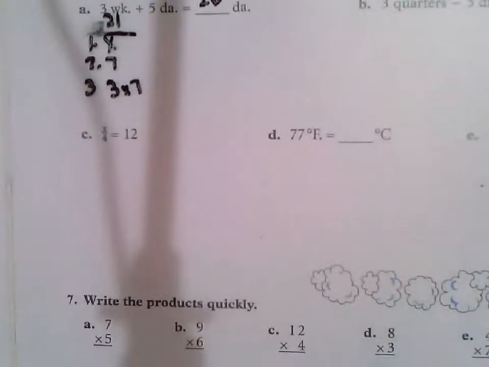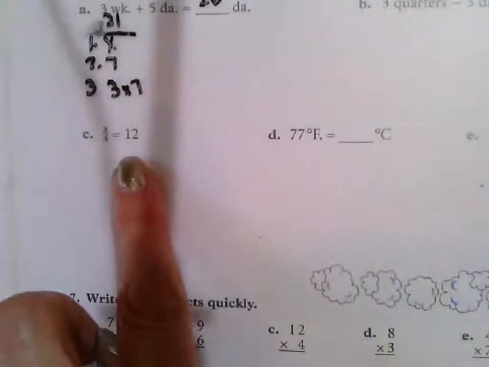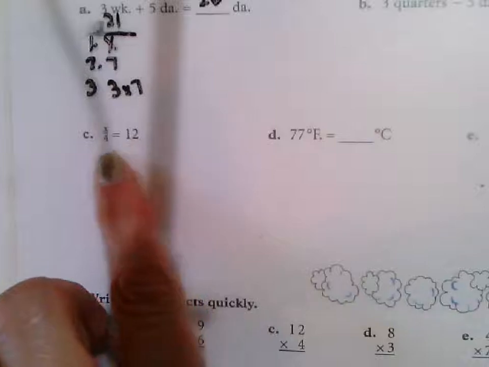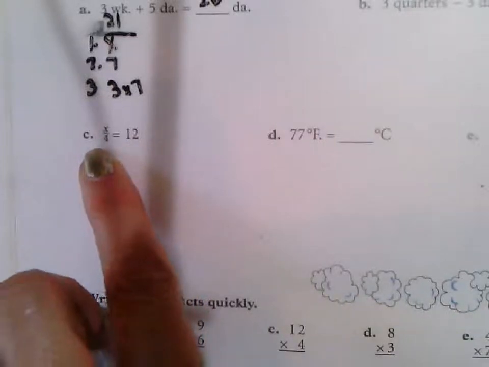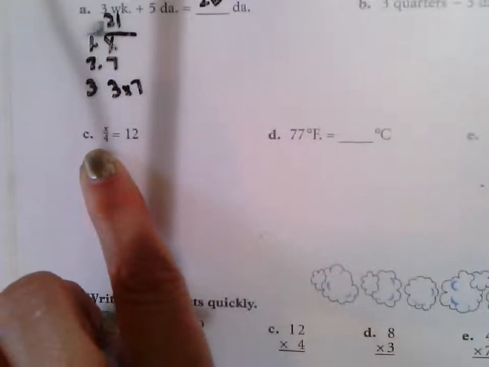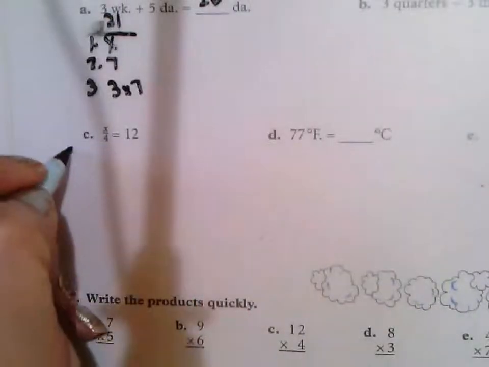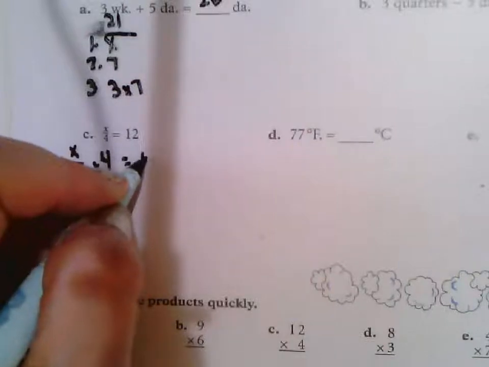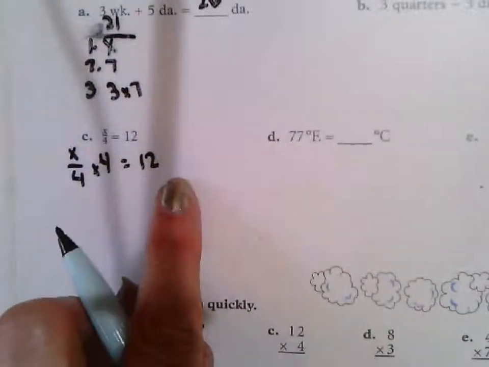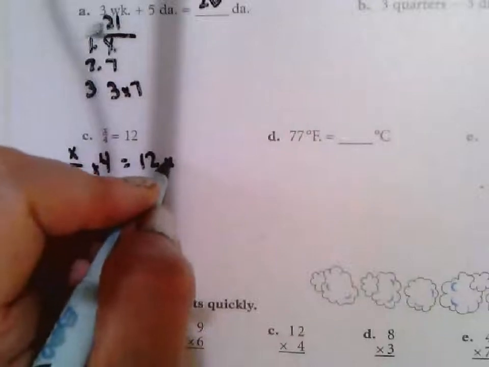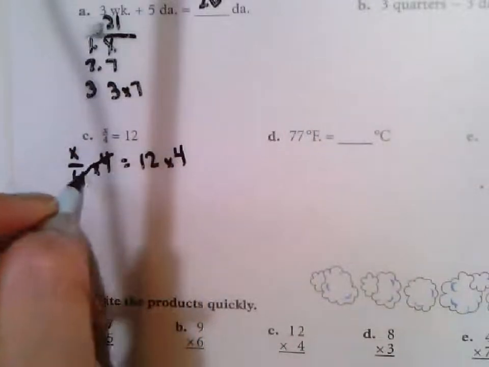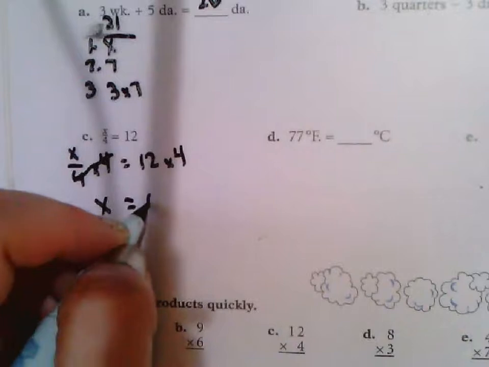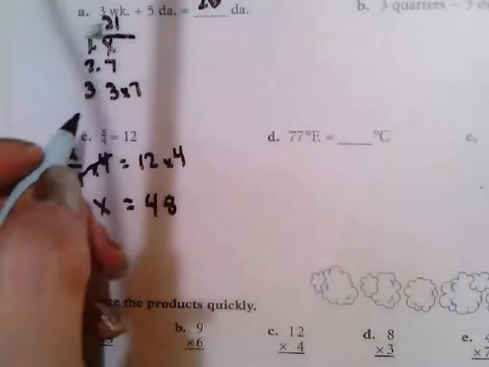C, x over 4 equals 12. Here's a murder mystery. So the first thing we do is solve the side with no letter. They've already simplified it for us. So now we want to do the opposite. X divided by 4. What's the opposite of divided by 4? Times 4. So our next line is going to be x divided by 4 times 4 equals 12. And if we change this one, we change this one the same way. Times 4. So these cancel out. X equals 48.